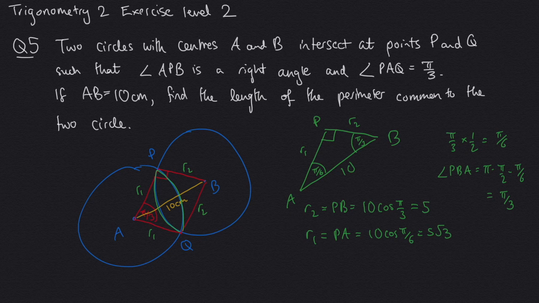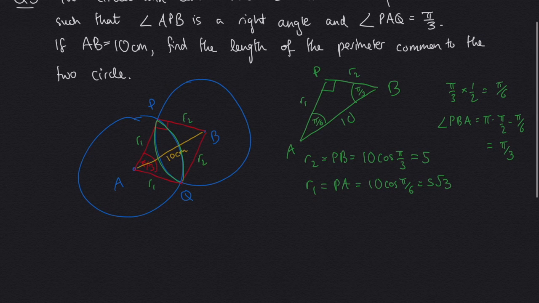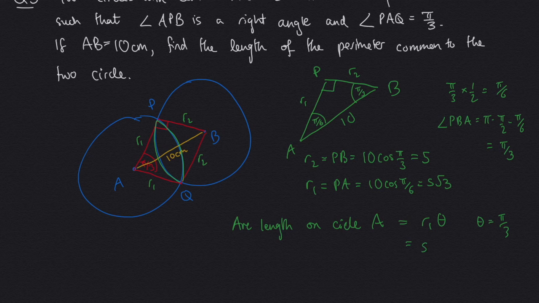Well, this leaves us in a good position, because if we want to find the arc PQ from the circle A, we know the arc length on the circle with centre A is equal to R1 times theta, but in this case theta we know is pi over 3, so this is just 5 root 3 times pi over 3.